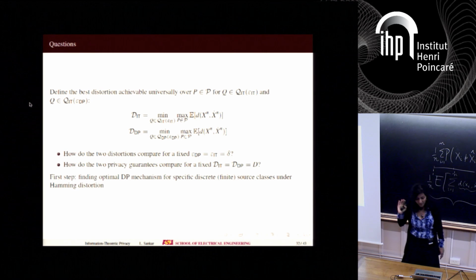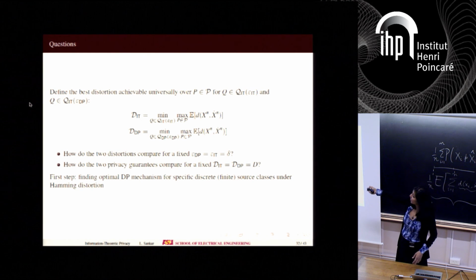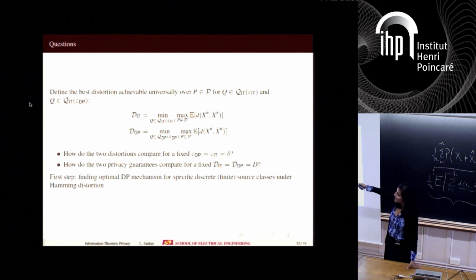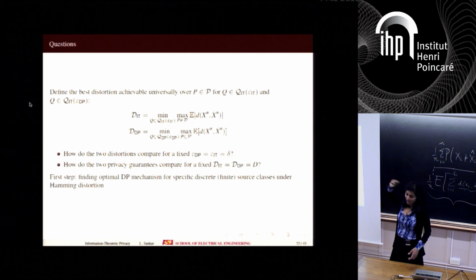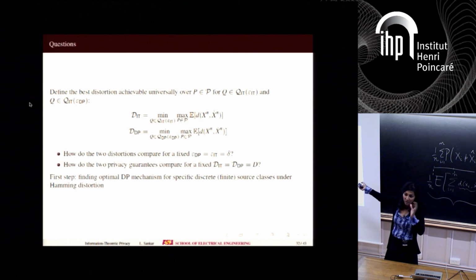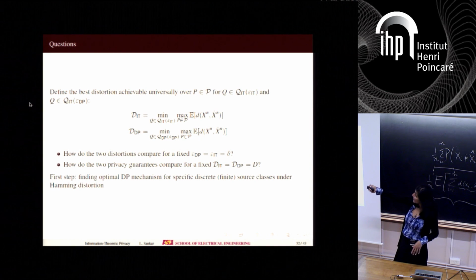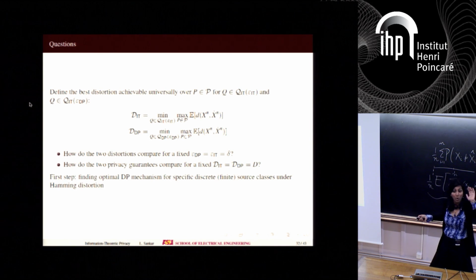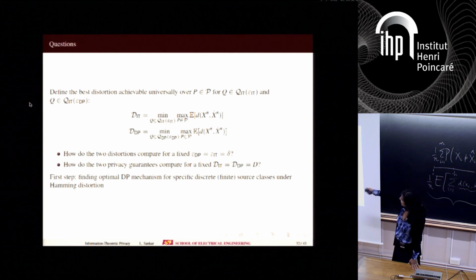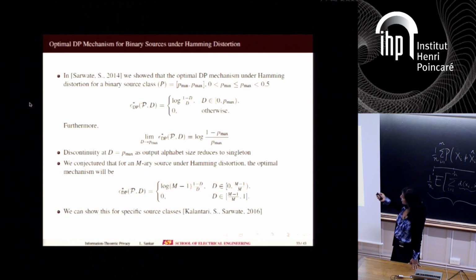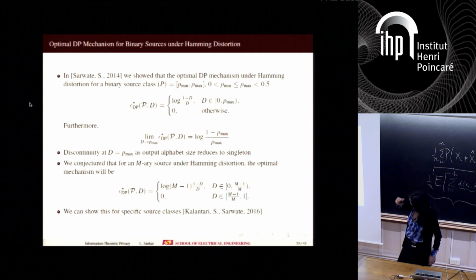And here's how we try to compare the two. We allow both of them to have source statistics, and so our distortion is this notion, and then we're looking at the worst case. All right? So we're going to find the best mechanism that gives you the worst distortion for any source. Okay. And so the two ways to compare is you fix distortion and look at privacy and vice versa.